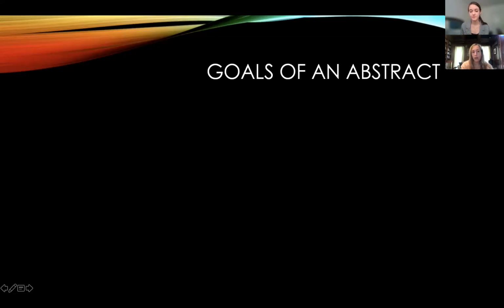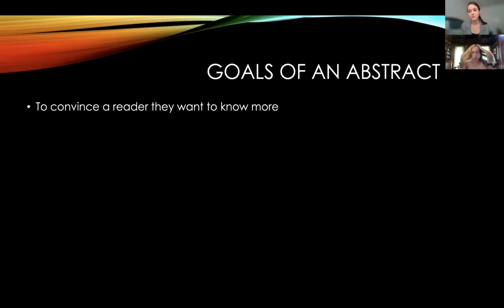So, the goals of an abstract. The first goal is to just convince a reader that they want to know more. It is to reveal the story. It's not to reveal every detail of the story. You don't have the space. It's usually a paragraph to a page. So really the goal of an abstract is to give the reader a sense of what you'd like to convey to them, and to convince them that they want to hear all of your talk or see your poster or read your paper.